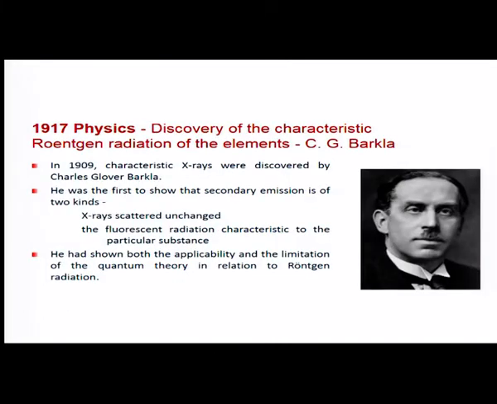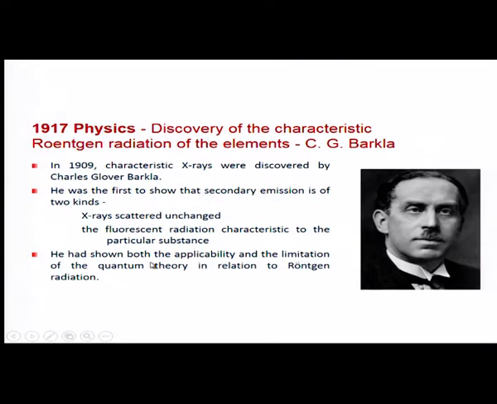In 1917, in the field of physics, Dr. C.G. Barkla was given the Nobel Prize for his discovery of the characteristic Röntgen radiation of the elements. In 1909, characteristic X-rays were discovered by Charles Glover Barkla. He was the first to show that secondary emission is of 2 kinds: one is X-ray scattered unchanged, and the other is the fluorescent radiation characteristic of the particular substance.